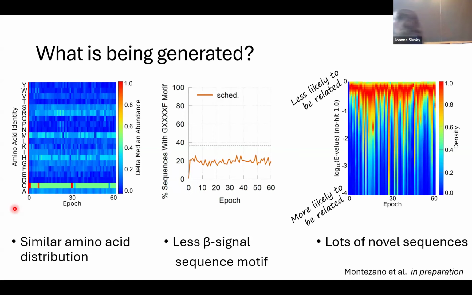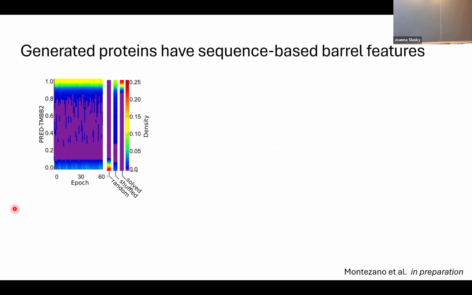Now we can also look at the metrics that I was telling you about before, when I was comparing how a barrel does compared to these other sequence metrics. So there are these sequence-based barrel features that can be determined by programs like PredTMBB2. And so again, epochs on the y-axis, color based on density, where 0.25 is up there, so that's more.